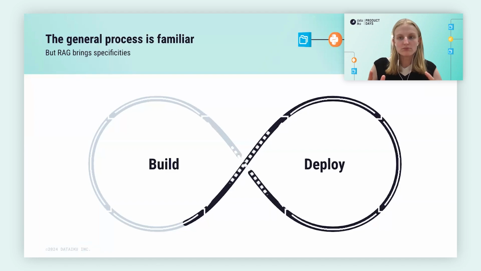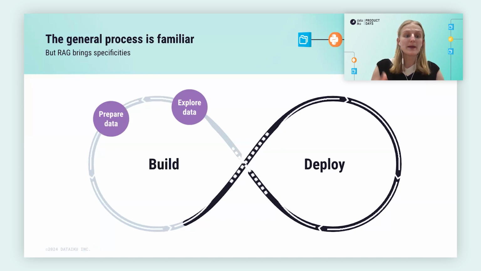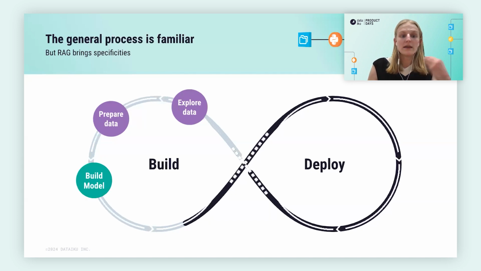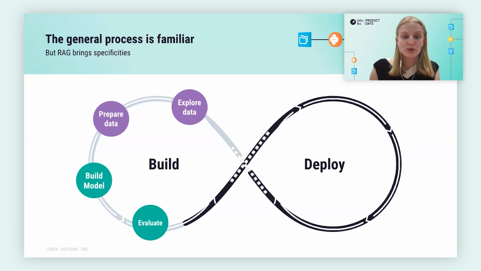The overall flow of building and deploying a RAG model is quite similar to a standard machine learning lifecycle. We start by exploring our data, exploring our documents. Then we prepare these documents, we split them, we create some chunks, potentially we clean our documents. Then we build a first RAG model. We can try out different retrieval methods, for example. We evaluate the different approaches that we took in order to choose our favorite one.